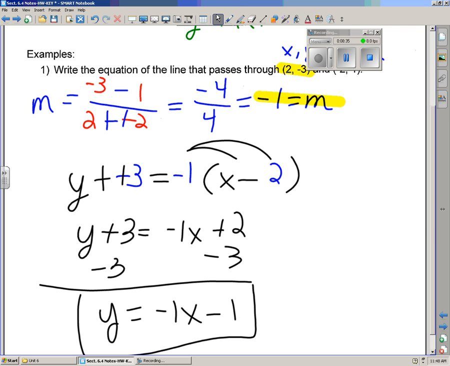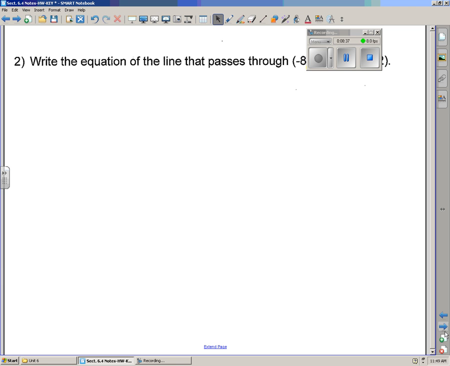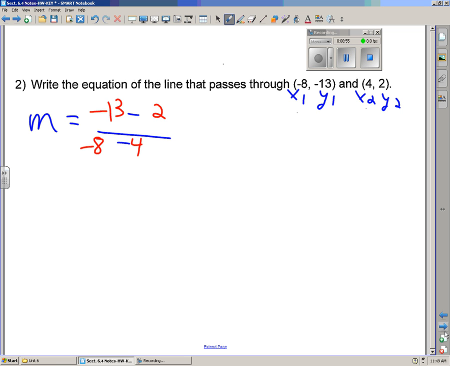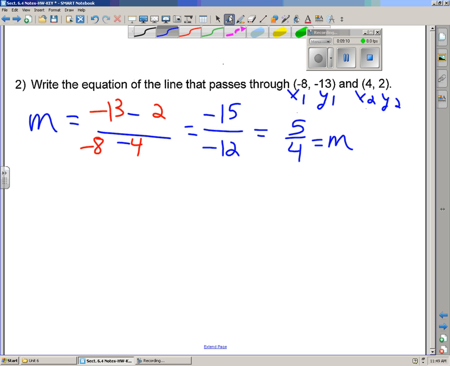Okay, let's try the next one. Write the equation of the line through these points. So x1, y1, x2, y2. Slope equals the change in the y's, -13 and 2, the change in the x's, -8 and 4. Do the math. -15 over -12. We'll double negative simplify. 3 divides evenly into both of them. And your slope becomes 5/4. It's okay, it's a fraction, it's not a big deal.